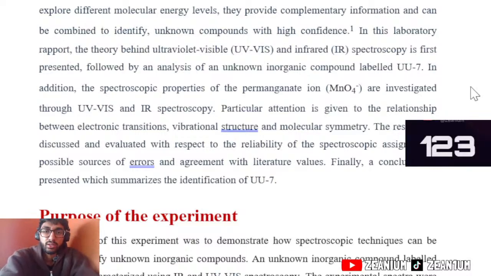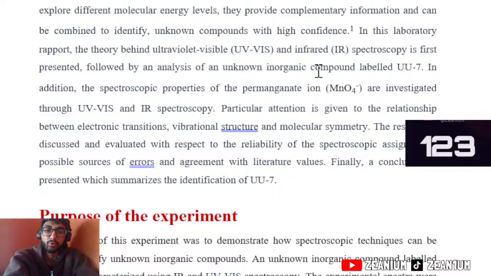Spectroscopic techniques are important analytical tools in chemistry because they provide information about the composition, structure, and electronic properties of molecules through their interaction with electromagnetic radiation. That's a really good sentence. Since different spectroscopic methods explore different molecular energy levels, they provide complementary information and can be combined to identify unknown compounds with high confidence. This little thing floating here is called a reference, so it just shows where I got this from. I had a textbook, so I used the textbook for that.